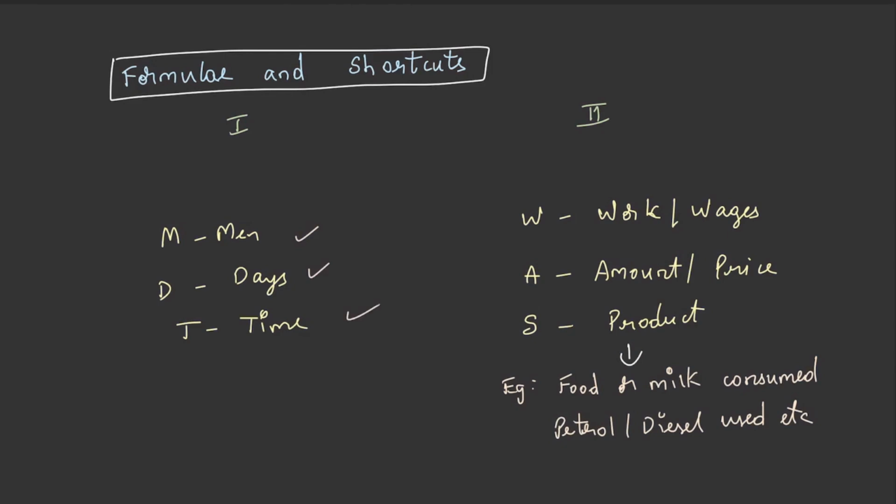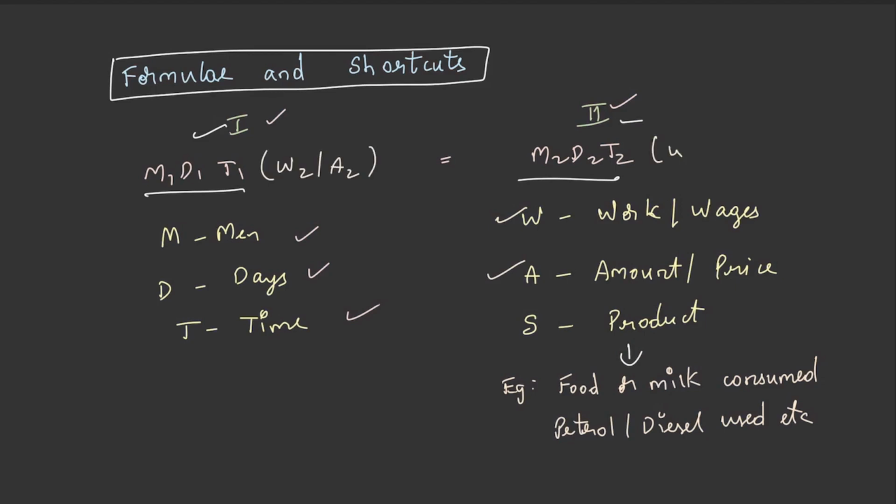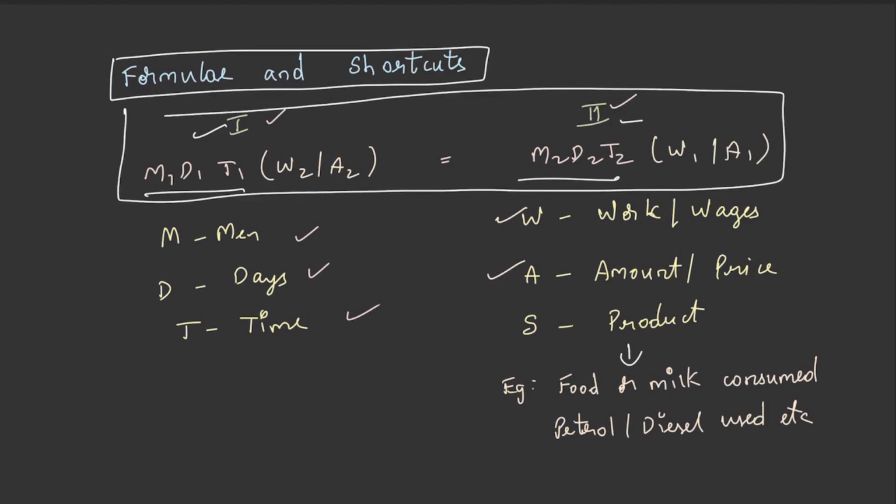Having understood all these, the formula is as follows: M1 D1 T1 is equal to M2 D2 T2. As there are 2 statements in the question, I have named it as M1 and here M2. Similarly, D1 T1 and D2 T2. Up to here, everything given in statement 1 is written below it, and statement 2 is written below it. If there are any additional elements like work or wages or amount, then these values are interchanged. That is W2 or A2. Here it will be W1 or A1. This is the standard formula to solve the problems in chain rule.